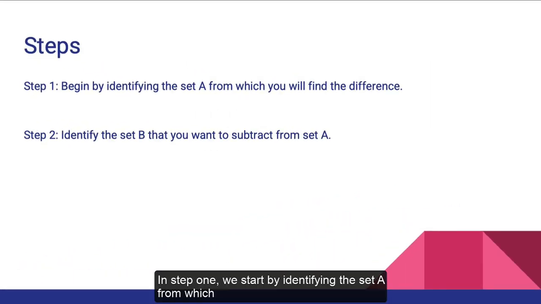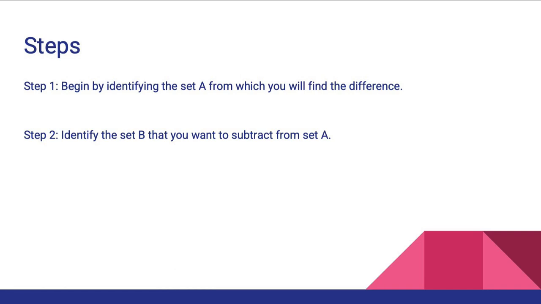In step 1, we start by identifying the set A from which we want to find the difference. Set A is our primary focus, and we'll determine what makes it distinct from set B. Moving on to step 2, we identify the set B that we want to subtract from set A. Set B serves as the reference point for finding the unique elements in set A.